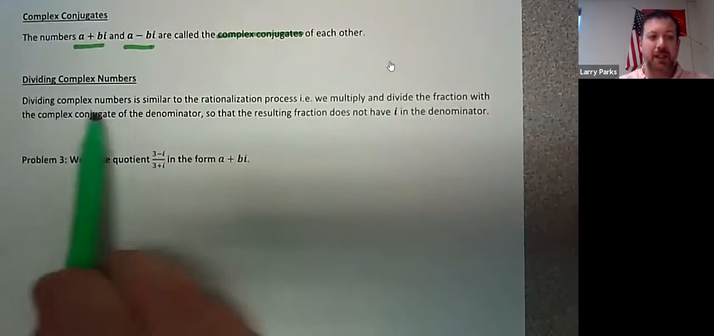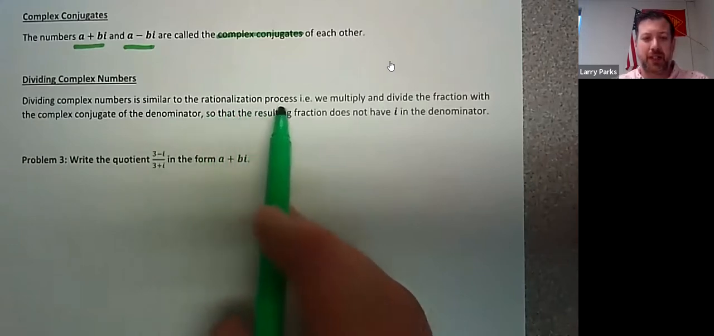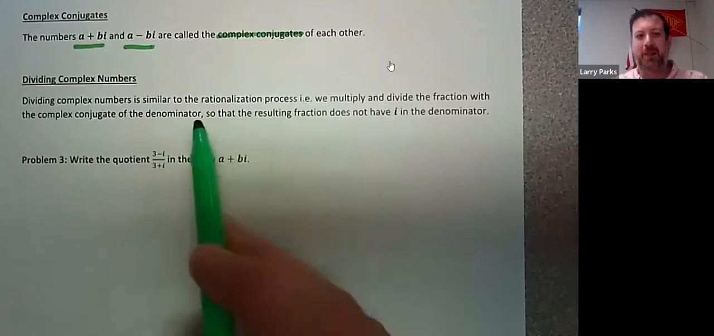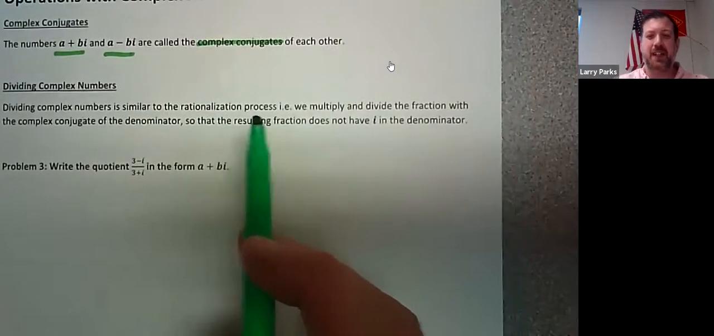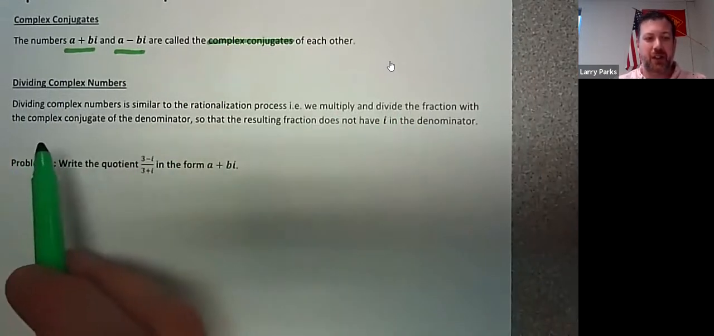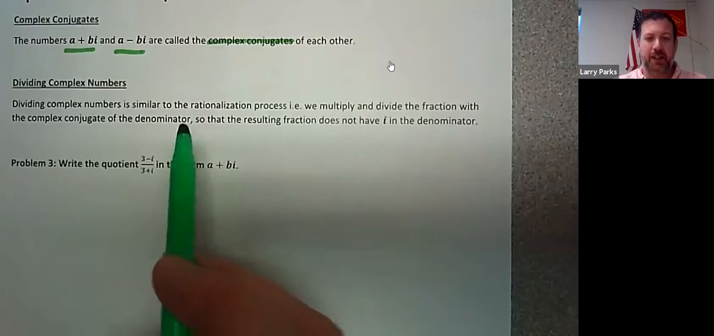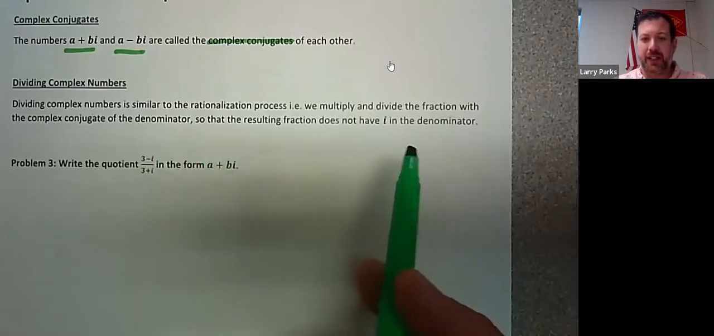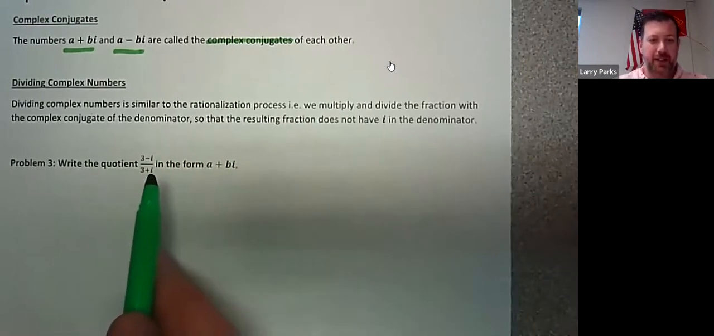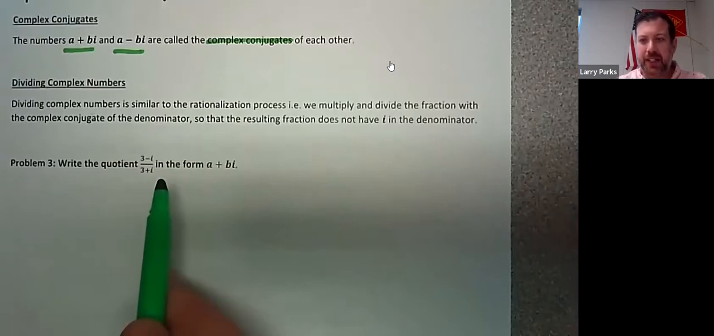So dividing complex numbers is similar to the rationalization process. We multiply and divide the fraction with the complex conjugate of the denominator. And so our goal here is to get the i out of the denominator. See the i? It's in the denominator, called the bottom. We want that to go away. So how do you get that to go away? You multiply by the complex conjugate. The complex conjugate of 3 plus i is 3 minus i.